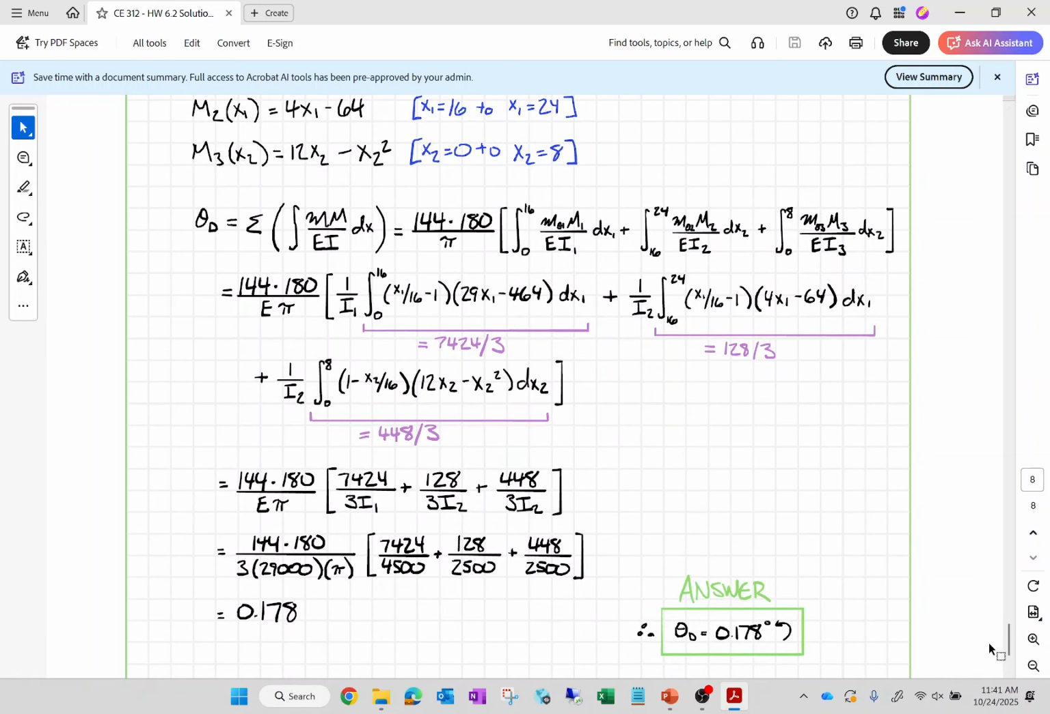The only thing is, when you set this up, normally what we've been doing is factoring out 1 over EI. You can factor out 1 over E, but you can't factor out 1 over I. You have to leave the I's in because you have different moments of inertia across the beam. So 1 over I times this integral, 1 over I times this integral, 1 over I times this integral. I put the E out here, but different I's. Chug it out and you get like 0.178.